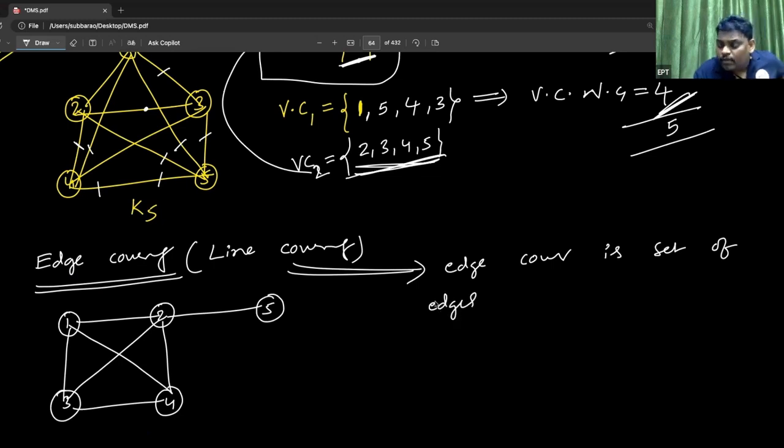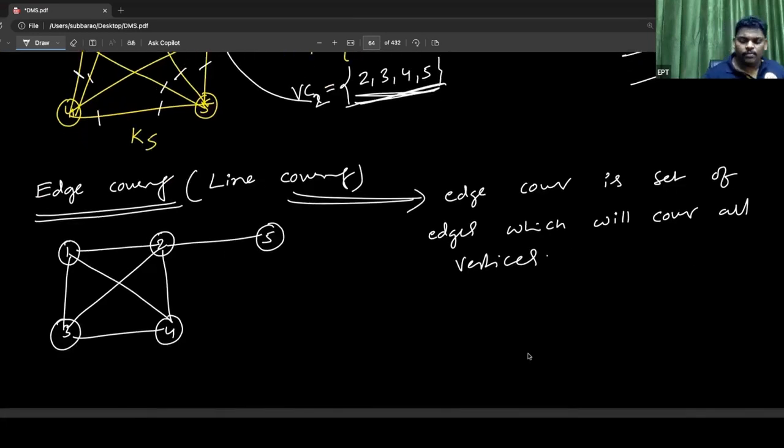Edge cover is a set of edges which will cover all vertices. If anyone is not getting it, take one example.